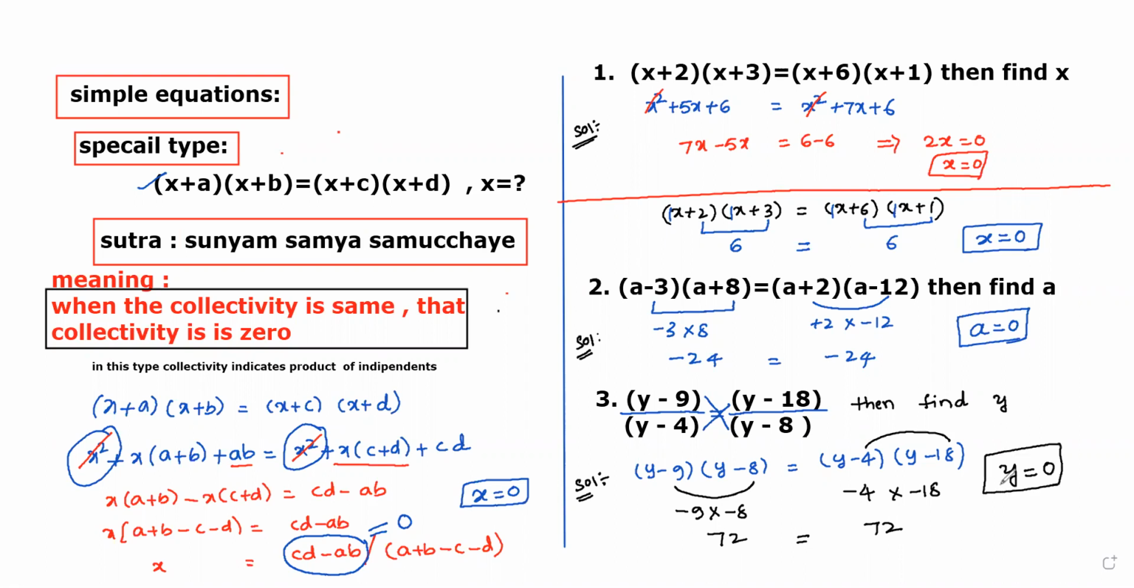In case anywhere you see this type of question, first check their collectivity. That means the product of the independent terms on the right hand side and left hand side. In case these are equal, then you can directly choose 0. Otherwise, go with the normal method, because we have not yet discussed how to solve it by Vedic mathematics. In later videos, we will discuss when the product is not equal.